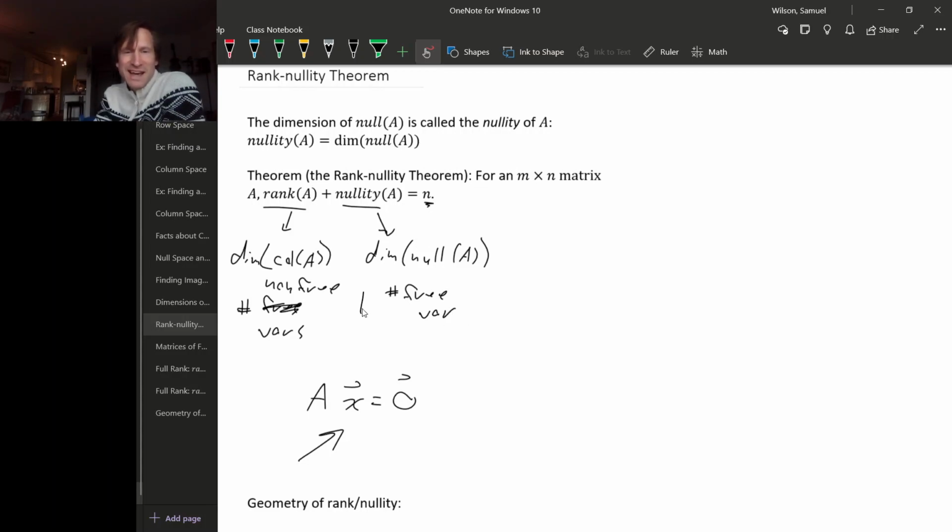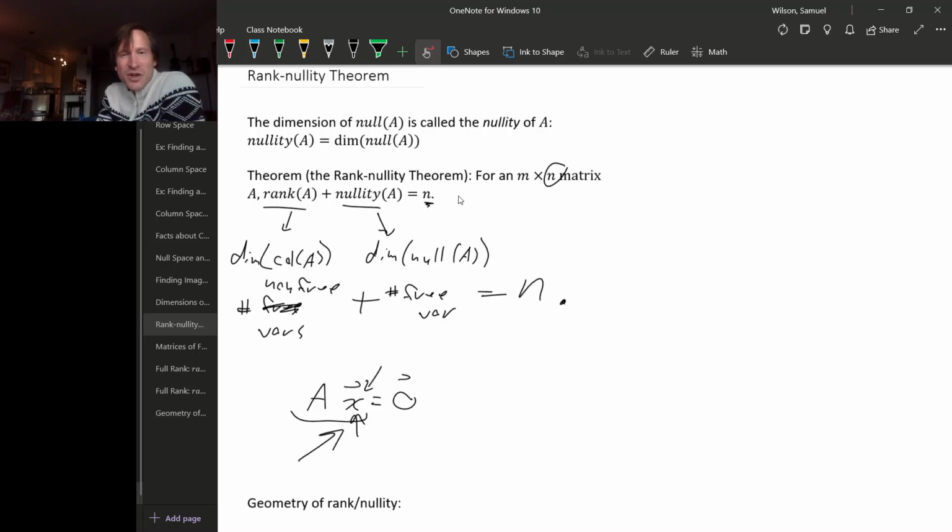Right, so what do you get if you add the number of non-free variables to the number of free variables? Well, there's one variable for every entry in this vector, and the number of entries in this vector is n, because there has to be n entries in this vector for this product to even be defined. So these have to add up to n, right?